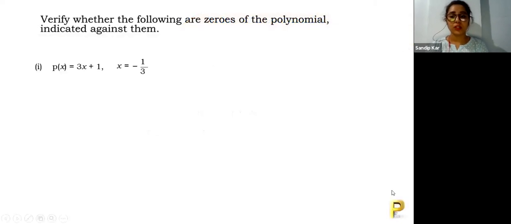So the question is: verify whether the following are zeros of the polynomial. Okay, so what you have to do in this case is just replace the x with whatever value they have mentioned in the question. Okay, so you too have to try them out in your book, so you will be able to get to know whether you understood this part or not. Okay, so let's look out for the solution.